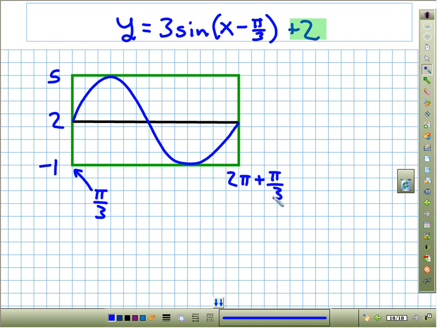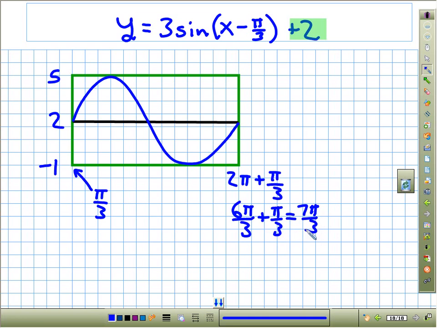So that's going to be what? 6 pi over 3 plus pi over 3, which is 7 pi over 3. So it looks like this graph goes from pi over 3 to 7 pi over 3. So notice how fast that was.